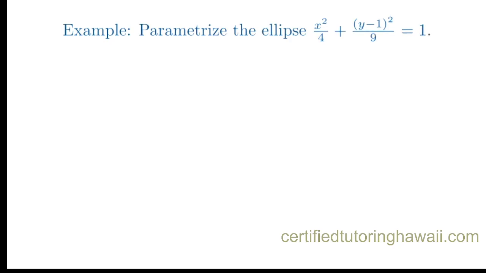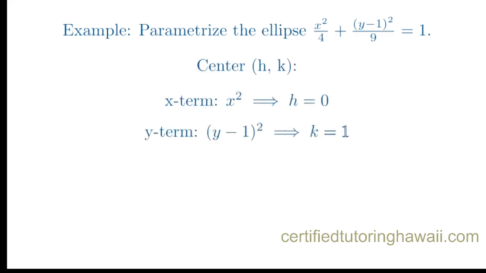First, let's determine the center of the ellipse, which is the point h, k. The h value comes from the x term. Since we just have x squared, h is 0. The k value comes from the y term. We have y minus 1 squared, so k is 1. The center is at 0, 1. Now, let's find a and b.